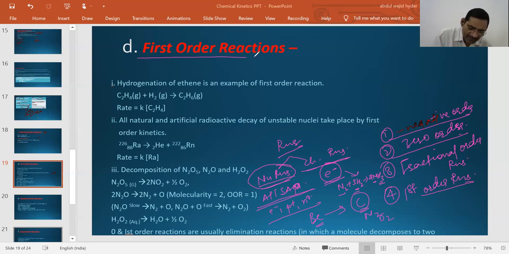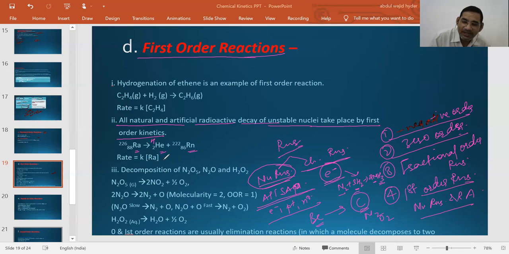Now in this slide we will talk about first order reactions. As I told you, all nuclear reactions or radioactivity are examples of first order reactions. Many more examples of first order reactions are there, and we'll discuss those also. This is how natural and artificial decay of unstable nuclei happens, a first order mechanism. See here, radium changes into radon and helium. So it is a first order reaction. Rate is equal to K into Ra to the power 1. The concentration of the reactant has power only 1, so the order of reaction will be 1.